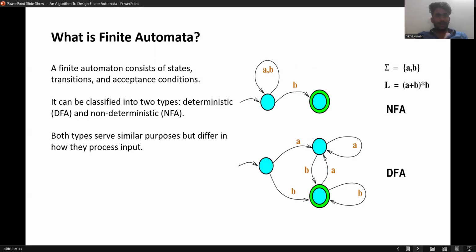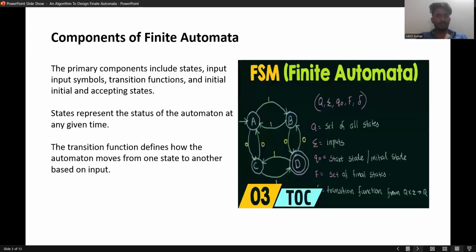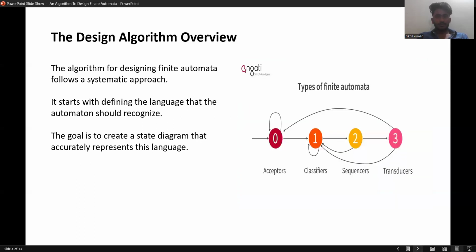What is a finite automaton? A finite automaton consists of states, transitions, and acceptance conditions. It can be classified into two types, deterministic (DFA) and non-deterministic (NFA). Both types serve a similar purpose but differ in how they process input. Components of finite automata. The primary components include states, input symbols, transition functions, and initial and accepting states. States represent the status of the automaton at any given time. The transition function defines how the automaton moves from one state to another based on input.